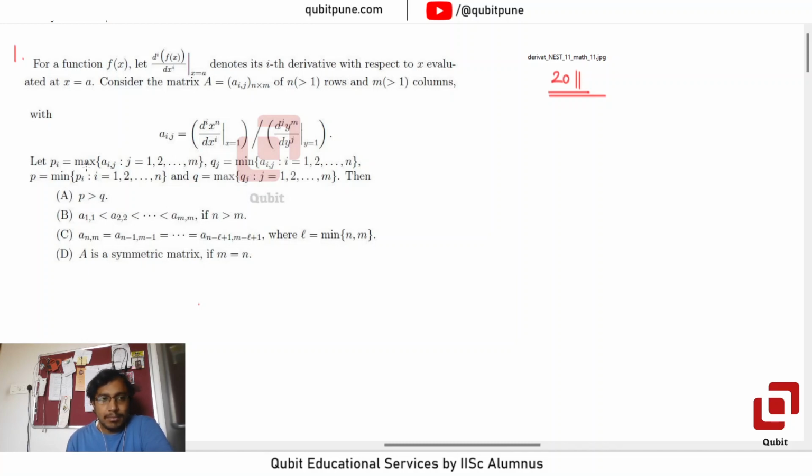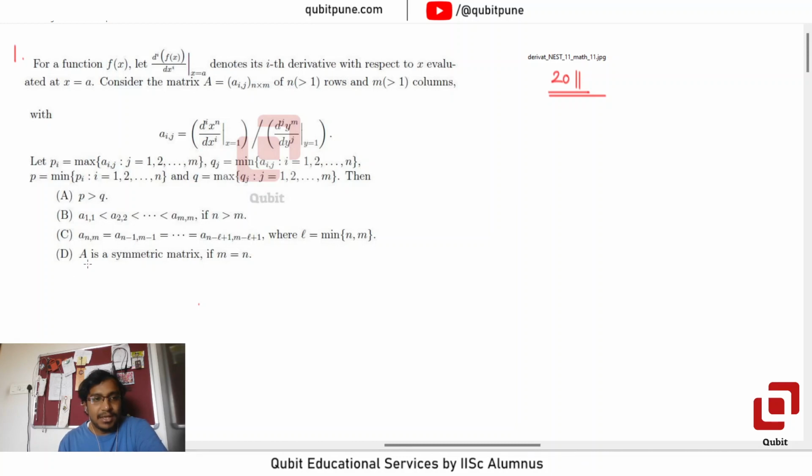Let pi denote the maximum of aij's where j goes from 1 to m, and let qj denote the minimum of aij's as i goes from 1 to n. Let p denote the minimum of pi's as i goes from 1 to n, and let q denote the maximum of qj's where j goes from 1 to m. Then p is greater than q, a11 less than a22 less than up to less than amm if n is greater than m. Anm equals a(n-1),(m-1) is equal to up to a(n-l+1),(m-l+1), where l is the minimum of n and m.